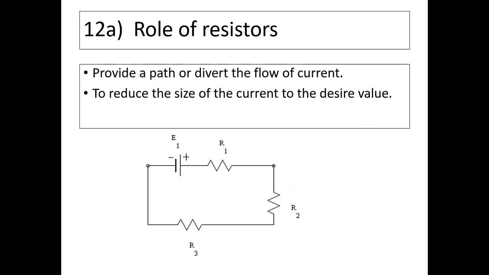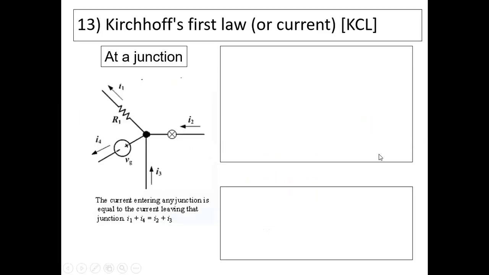Reduce the sum of current to the desired value. Whatever current you want, you just put the resistor in to reduce the current. Okay, let's go to Kirchhoff's first law, or Kirchhoff's current law.